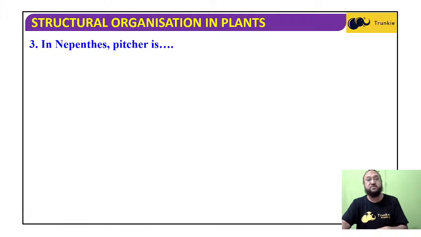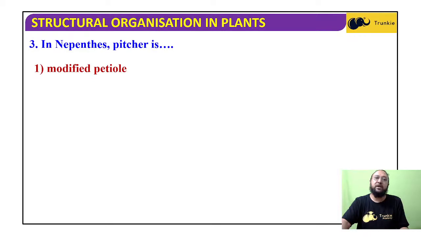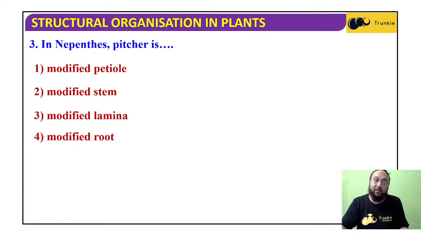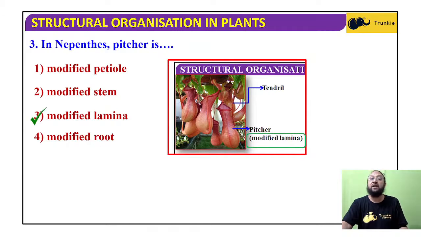Now in Nepenthes, pitcher plant, is the pitcher a modified petiole, or modified stem, or modified lamina, or modified root? It is modified lamina. The lamina is modified into the pitcher, like it's a pitcher plant. So it is called pitcher. The lamina of that leaf is modified into the pitcher.